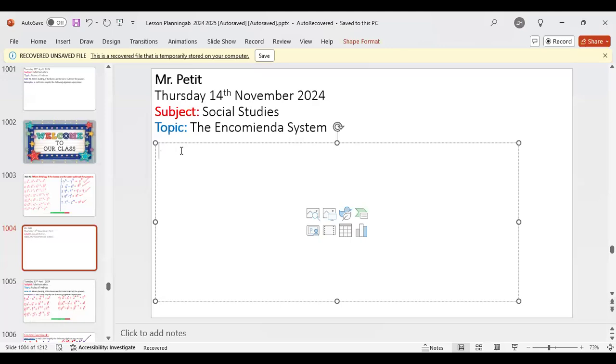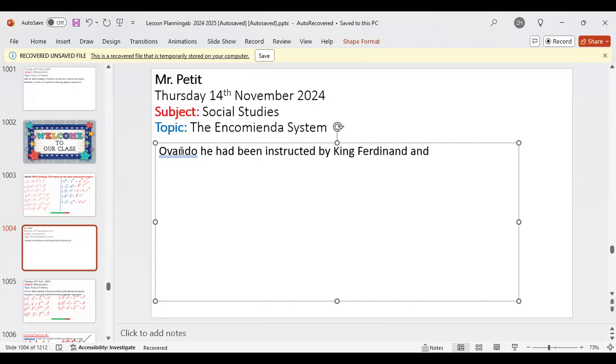So it starts off with this guy named Ovando. He had been instructed. Now listen to the instructions given. He had been instructed by King Ferdinand and Queen Isabella to institute this system. This system is supposed to have some sort of fairness to it, some sort of dignity given to the Arawaks, and to convert the Arawaks to Christianity.